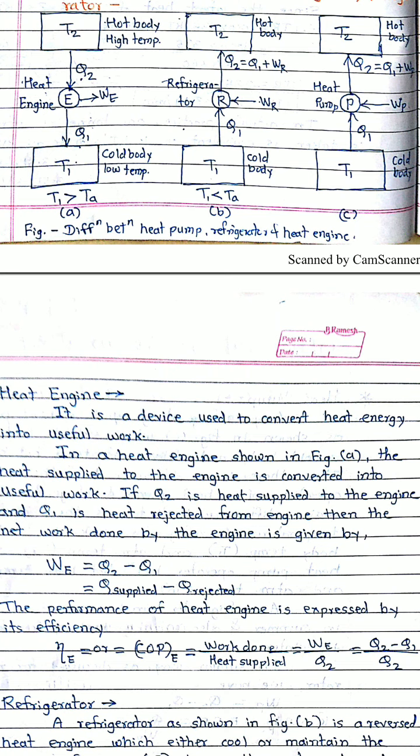So what happens in a domestic refrigerator? Suppose you keep hot milk inside the refrigerator. That hot milk is at a temperature of up to 80 degrees Celsius. When this 80 degrees Celsius hot milk is put inside the refrigerator, after some time the milk will be cooled and its temperature will fall. Suppose that temperature will be 20 degrees Celsius. So what will happen? Heat is flowing from low temperature to high temperature.